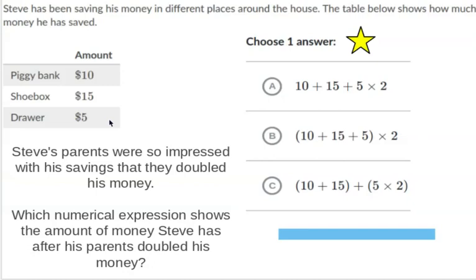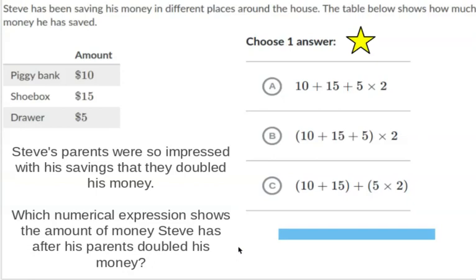So taking a look over here, I want you to push pause on the video. And in your notebooks, I want you to write down either A, B, or C. Which of these expressions matches this situation? Try rereading the problem again before you make your decision. Go ahead now, push pause, and we'll go over it when you come back.